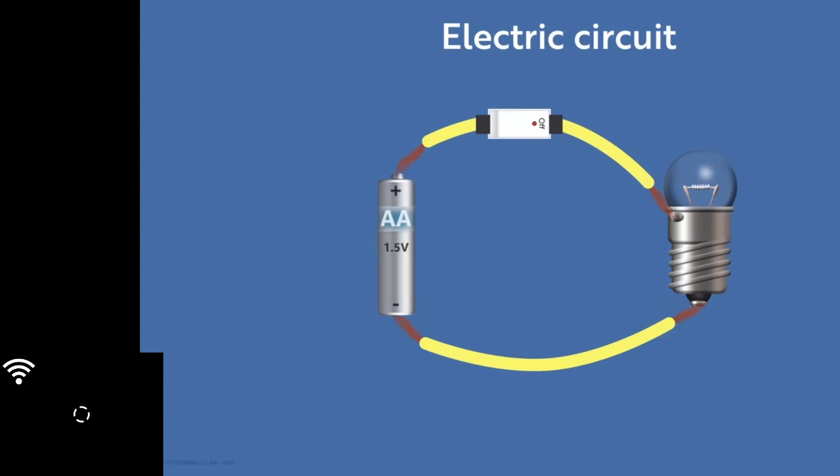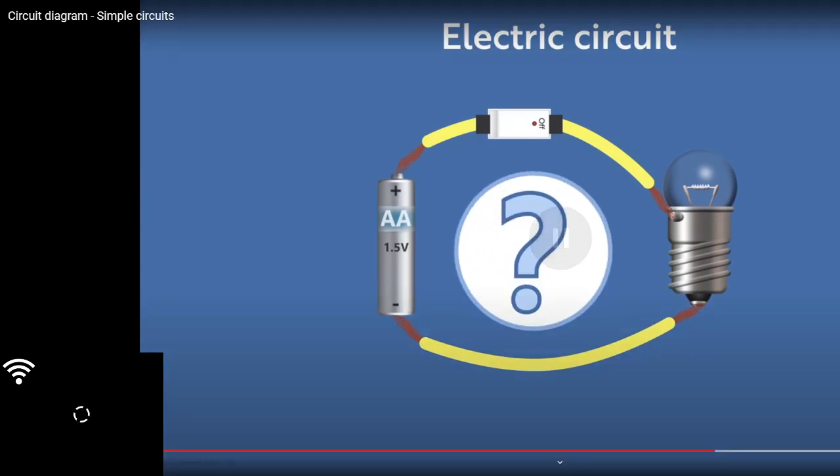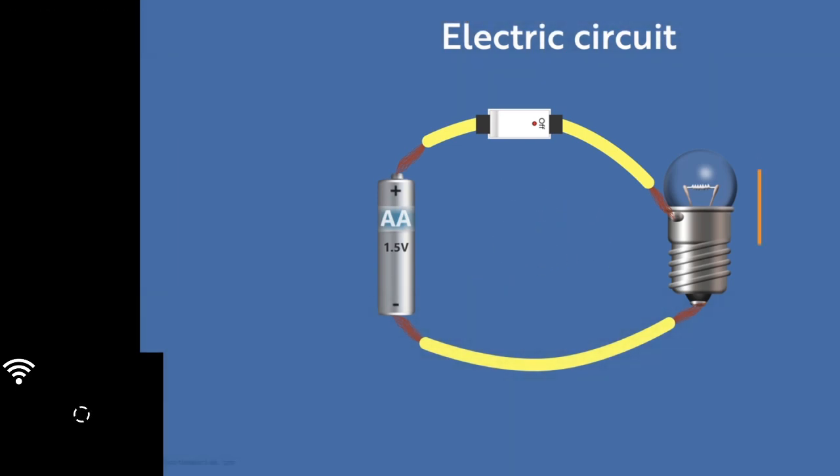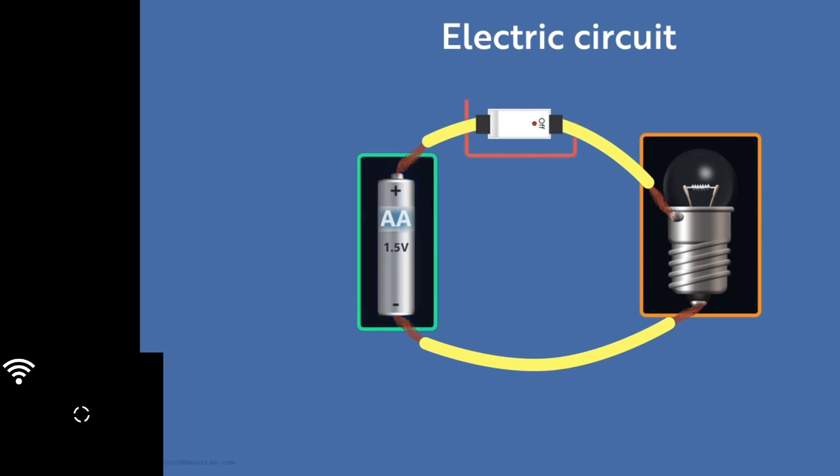Let us look at this circuit now. How many components does this circuit have? Attention, here we have something new. This is a switch. We have a battery, a resistor, we have the wire, the cable, and here this is new. This is a switch. Yes, 3. A bulb, a cell and a switch.